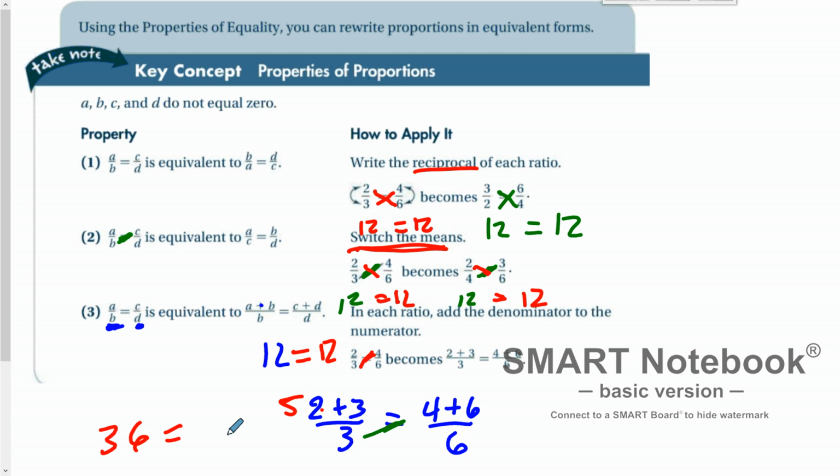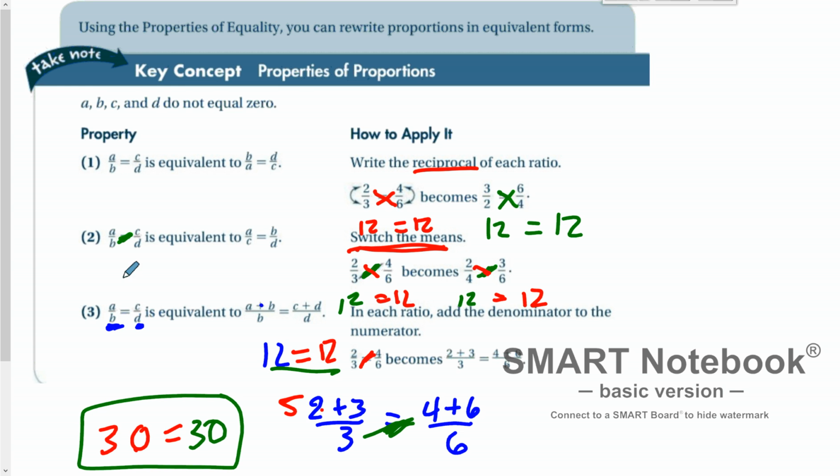So that's 30. Then when I multiply these two, 4 plus 6 is 10. 10 times 3 is 30. So see, I still get an equivalent statement. Different numbers, but I still get equivalent statements. So that's adding the denominator to the numerator on both fractions.